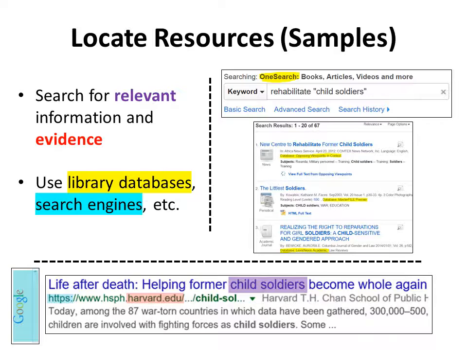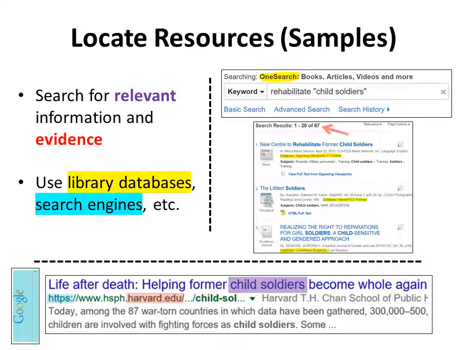In the upper right box, I highlighted the word OneSearch. It's the library's most popular online research tool. It's also referred to as a discovery service because it pulls together almost all of the library's resources so they can be accessed from a single search box. You can see that I used my keywords rehabilitate and child soldiers in my search, and that search returned 67 results.